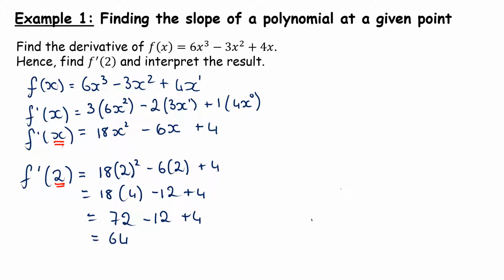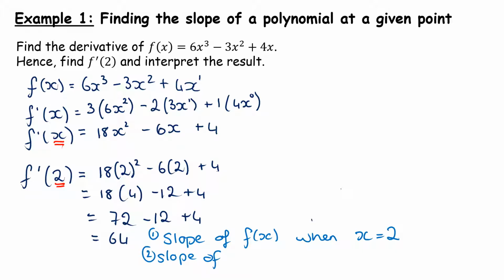Okay? And then it asks us to interpret this result. So this is equal to the slope of f of x when x equals 2. Or you could also say it's the slope, so it's kind of like option 1. The second option we could talk about, slope of the tangent to f of x at the point when x equals 2. So we don't know the full point, but we do know when x equals 2.